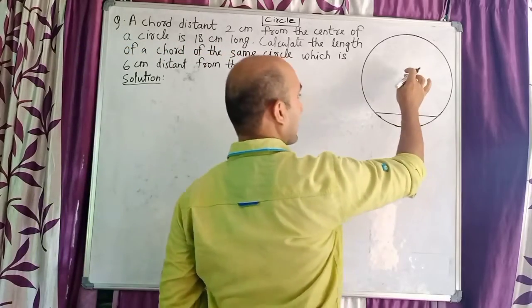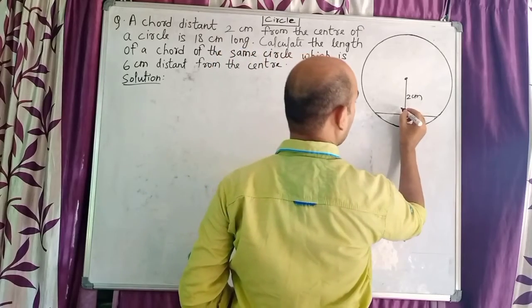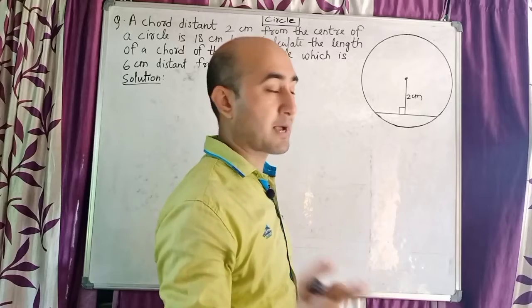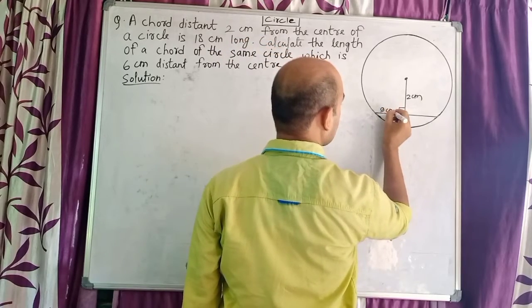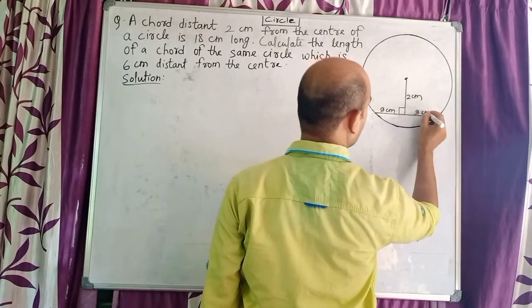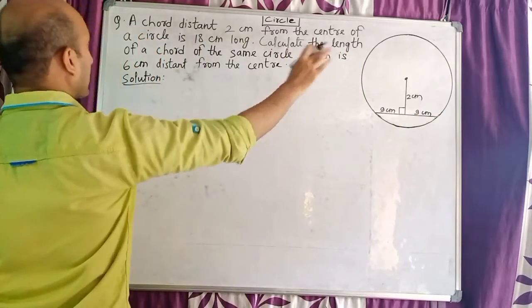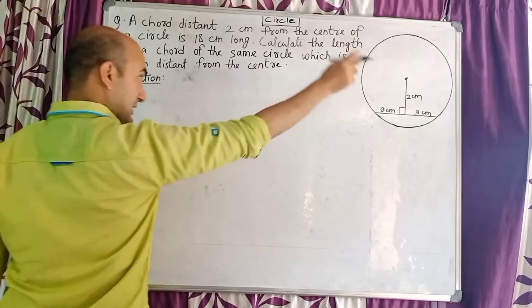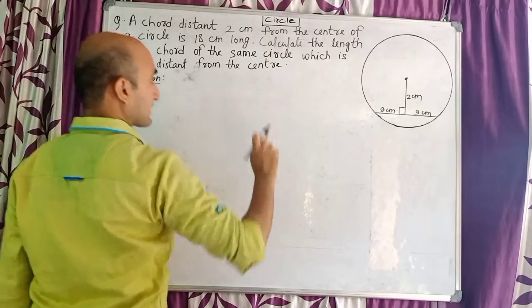But you know, if a line comes from the center of a circle, it is perpendicular on the chord and bisects the chord equally into two halves. So that means 18 centimeter will become 9 centimeter, 9 centimeter each. Okay, so far this is the question. Next, calculate the length of a chord of the same circle which is 6 centimeter distance from the center.